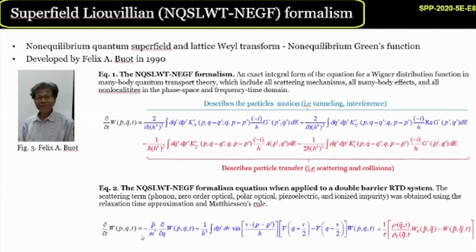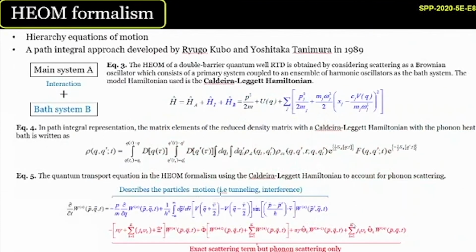So this is the particle's motion, the first term, and this last term is the scattering term. So this equation considers all scattering processes or mechanisms. For the second formalism, the hierarchy equations of motion formalism, we have this equation. The first term describes the particle's motion, and the last two or three terms describe the scattering. But this scattering term only considers the phonon scattering.